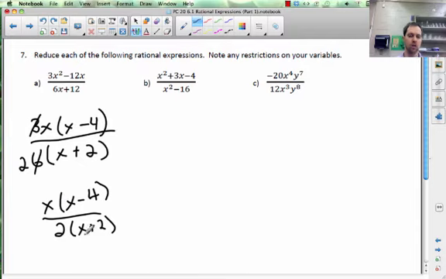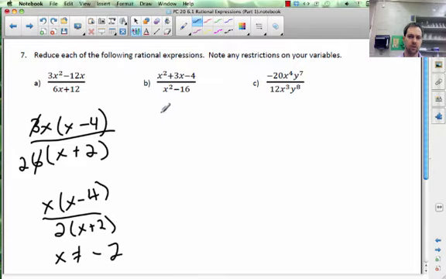over 2 times x plus 2. And of course the restriction on the variable is that x cannot be negative 2, because then the denominator is 0. X cannot be negative 2. Alright.